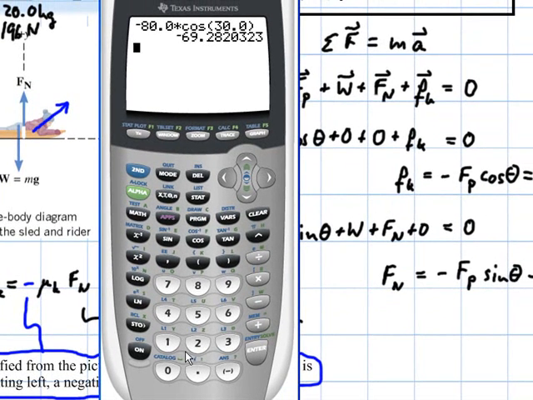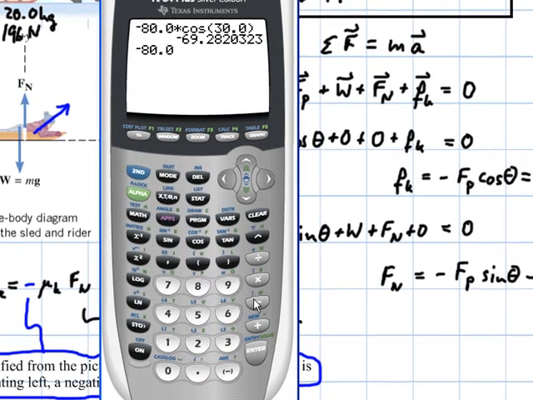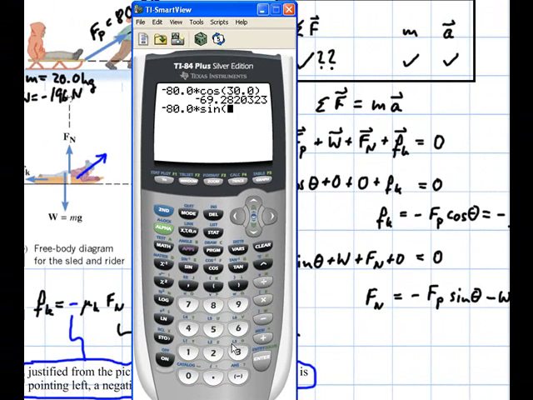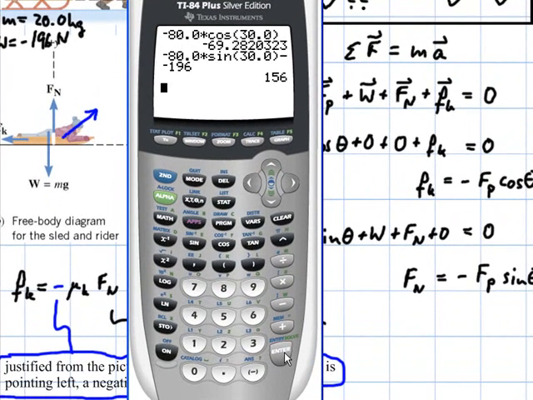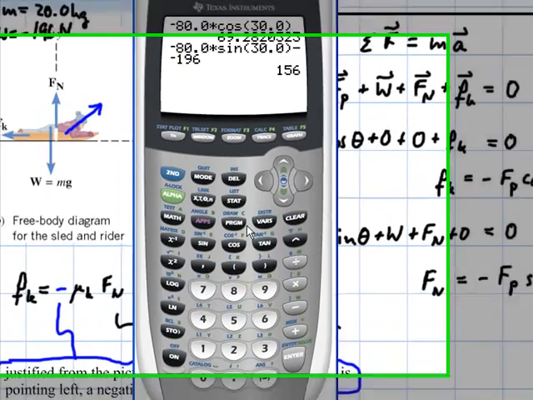Now the other equation here for the normal force is going to be negative 80.0 times the sine of 30 degrees minus negative 196 newtons. As you see from the algebra, it says minus the weight, but the weight already is a negative, so that's why I say minus negative. And I come up with 156 newtons for the normal force, which is positive and therefore points upwards.